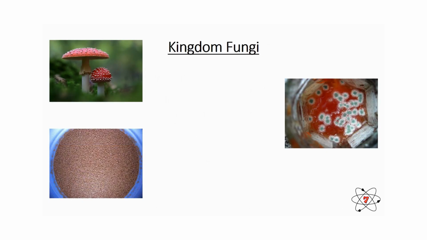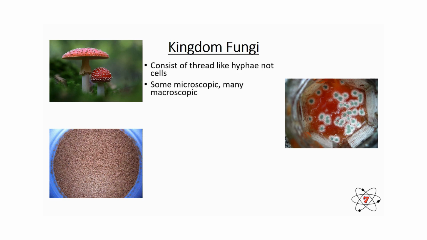The next kingdom we need to look at is the kingdom of fungi. These might look very similar to plants, but in actual fact they're very, very different. The first big difference is that they don't contain cells, they contain thread-like hyphae. Fungi are sometimes microscopic, quite small, sometimes macroscopic, quite large. We can see macroscopic things with our eyes. Another big difference between plants and fungi is that fungi do not have their genetic material in a nucleus. It's spread out throughout the cytoplasm of their hyphae.